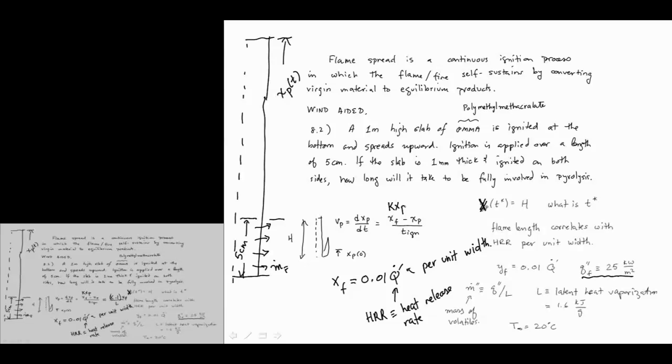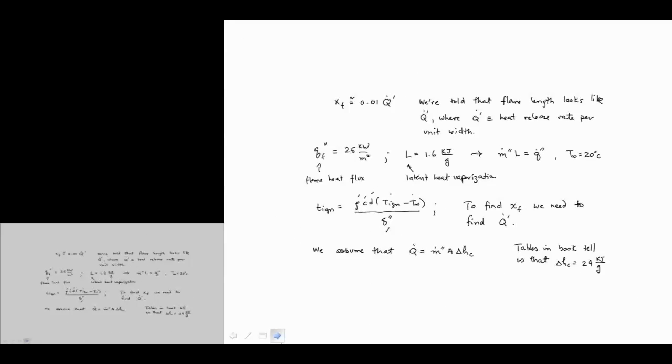divided by T ignition. So it's a first order system in XP. We'll see that it's an exponential dependence. So XF is proportional to Q dot prime. Again, Q dot F is 25 kilowatt per meter squared, a latent heat of vaporization, such that we can identify, and again, we know T ignition. We're going to model it as a thin ignition process. And to find XF, we need to find Q dot prime.